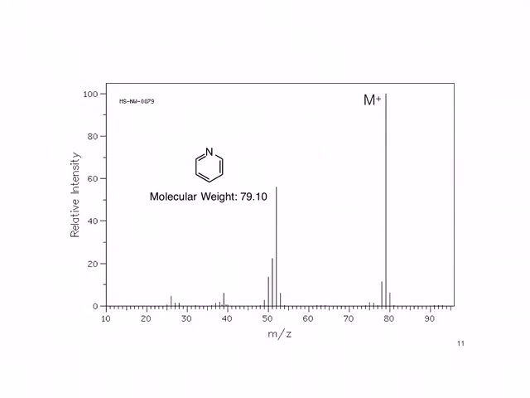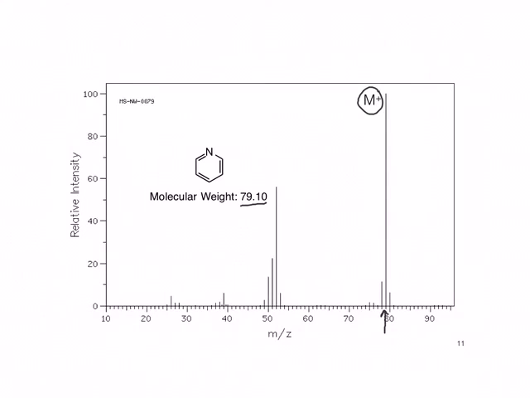This is the mass spectrum for pyridine. Again, structure is shown here. The molecular ion peak is labeled because it's not the peak of the highest mass-to-charge ratio. If I give you a spectrum where the molecular ion peak is not the peak at the highest mass-to-charge ratio, I'll label it with the molecular ion symbol like I've shown here. Again, the molecular ion peak corresponds to the molecular weight of the species, which we can see is at 79.